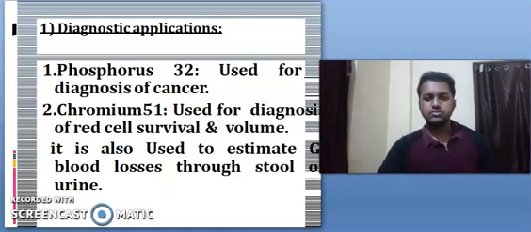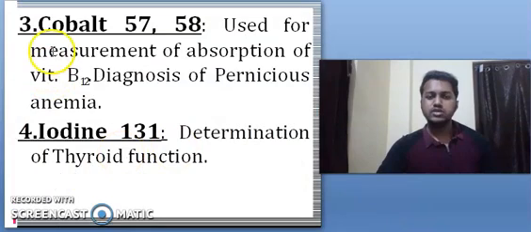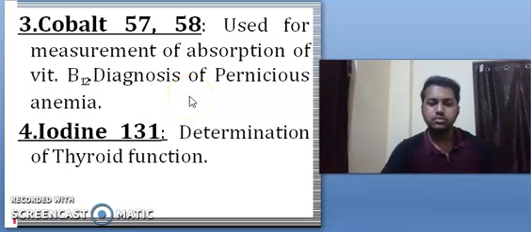Diagnostic applications. Number 1, phosphorus 32 is used for diagnosis of cancer. Number 2, chromium 51 is used for diagnosis of red cell survival and volume. It is also used to estimate GI blood losses through stool or urine. Number 3, cobalt 57 and 58 are used for measurement of absorption of vitamin B12 and diagnosis of pernicious anemia. Number 4, iodine 131 is used for determination of thyroid function.